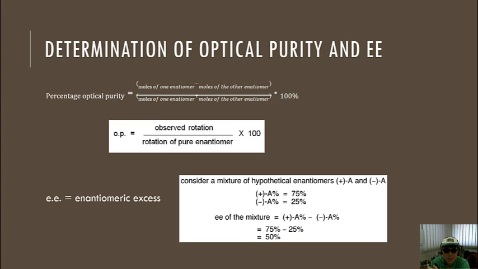And how do you find the EE of a mixture? Now consider that you have a mixture of hypothetical enantiomers, positive A and negative A, and you got the numbers to be 75% and 25%. What you do is the EE is just the difference in these numbers. That's it.